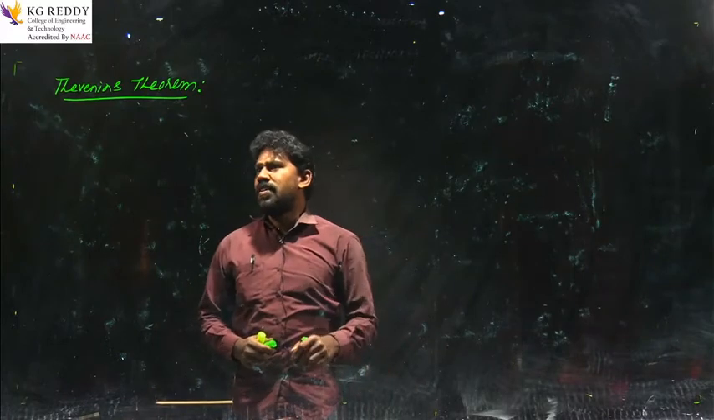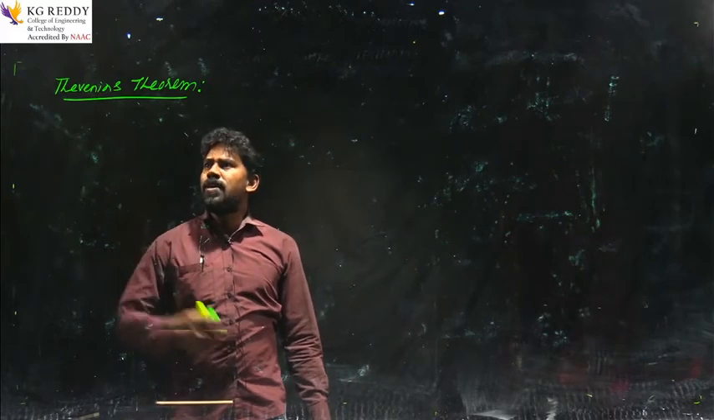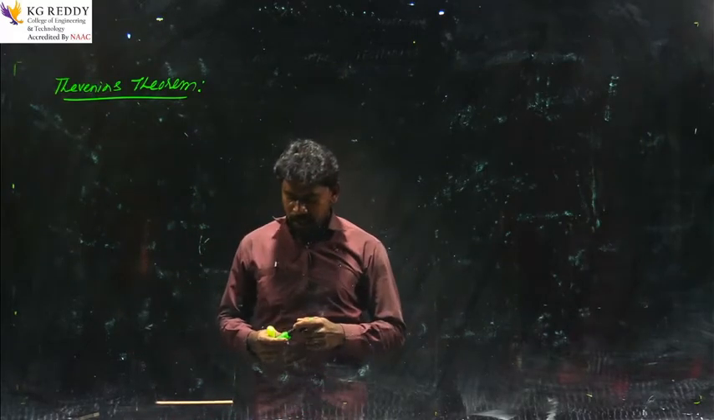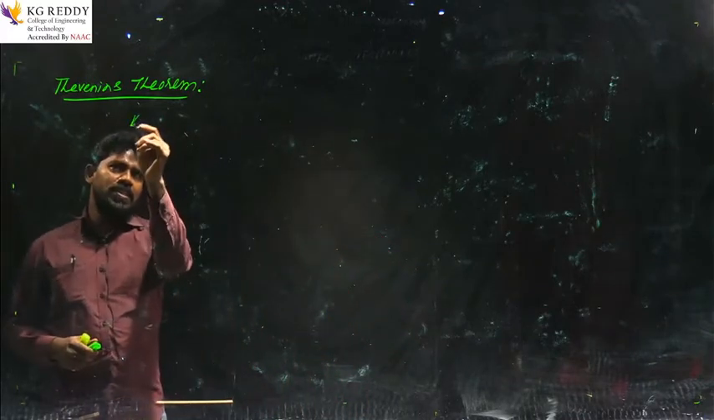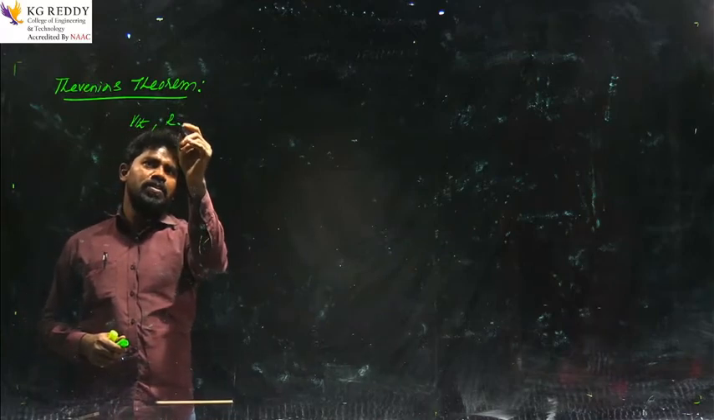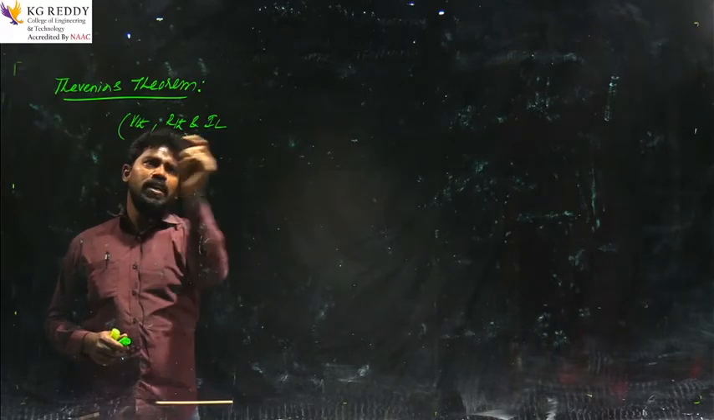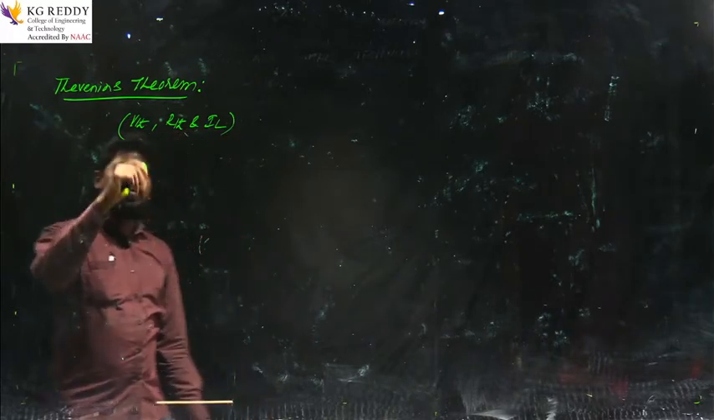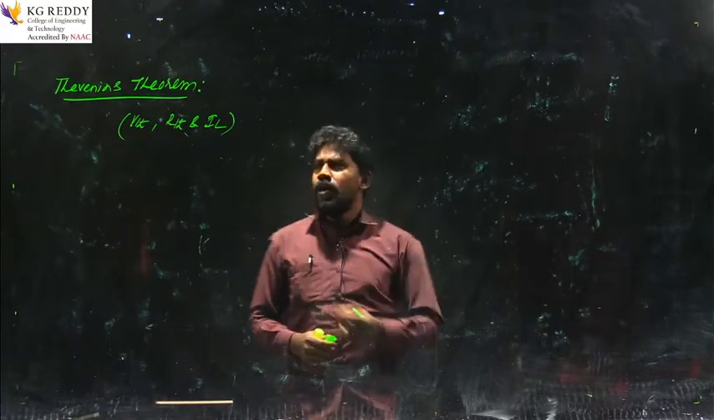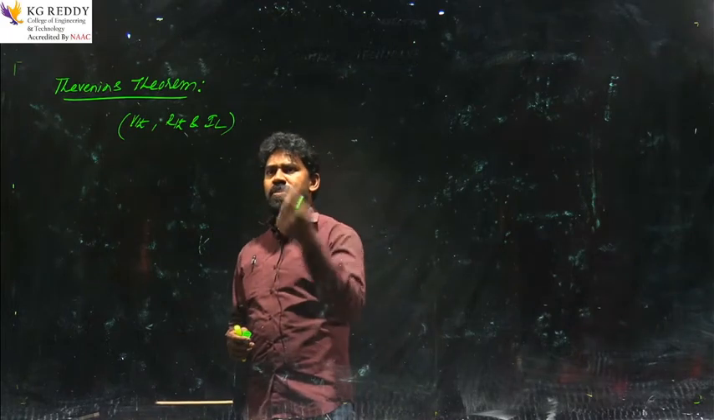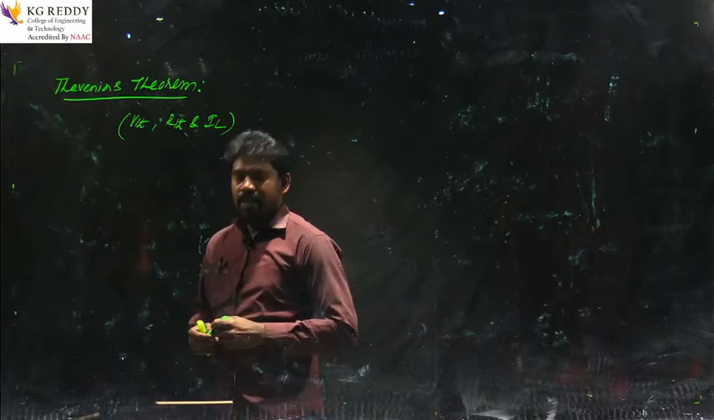By using Thevenin's theorem. Each and every theorem has its own statement, and Thevenin's theorem also has a statement. The main aim of Thevenin's theorem is to find Thevenin's voltage VTH, Thevenin's resistance RTH, and the load current. How can we find them? Now we can start with the statement.